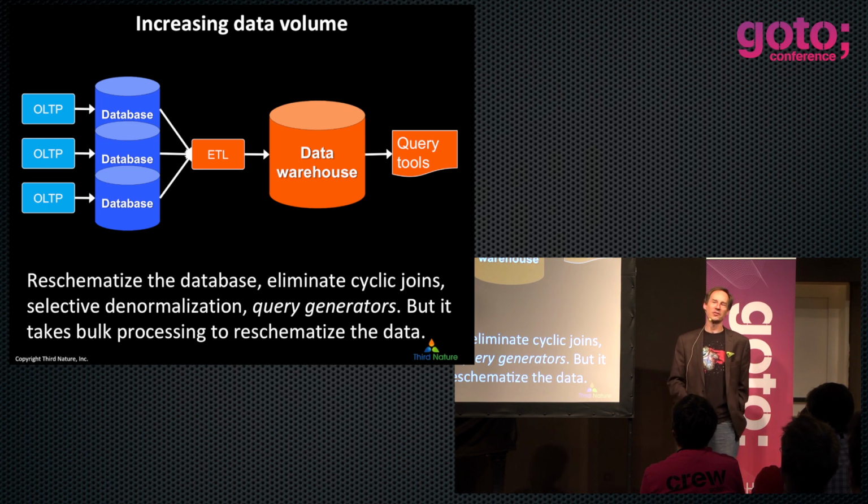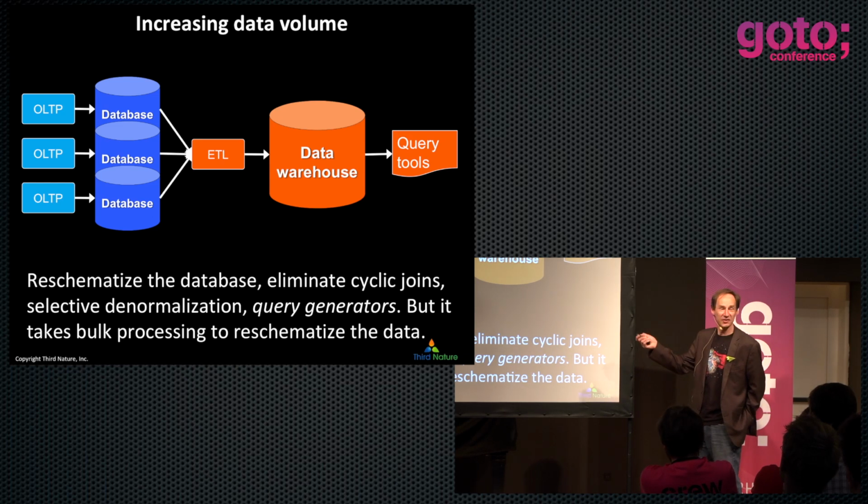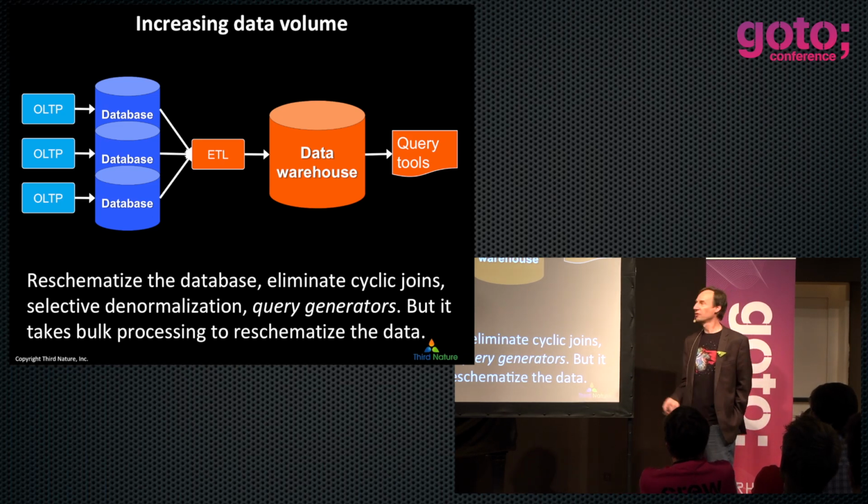A transaction-specific schema is great for transactions. It limits the amount of I/O that you're doing at the expense of causing a lot of pain when you try to pull all the data back together again. The more tables, the more joins, the more difficult it is. And so we re-schematized. Data warehousing is really just this with a different schema.